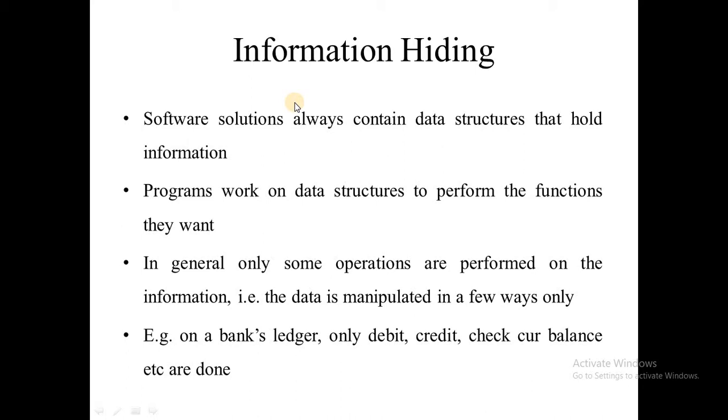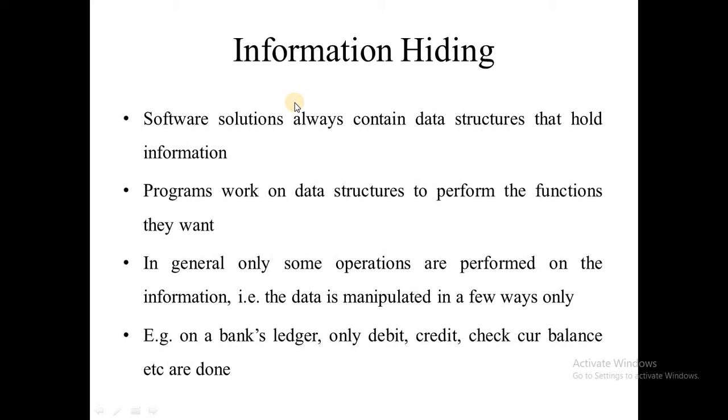Information hiding means the data is hidden from the outside world, but data can be accessed through the functions or through the operations. Data can be modified by the operations, but it is hidden from the outside world, and it can be accessed through the operations, through the functions.